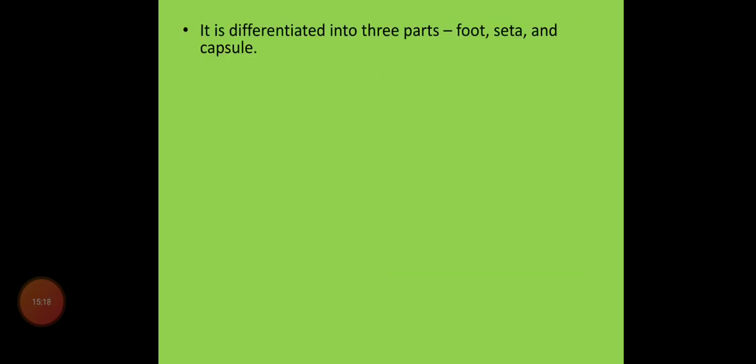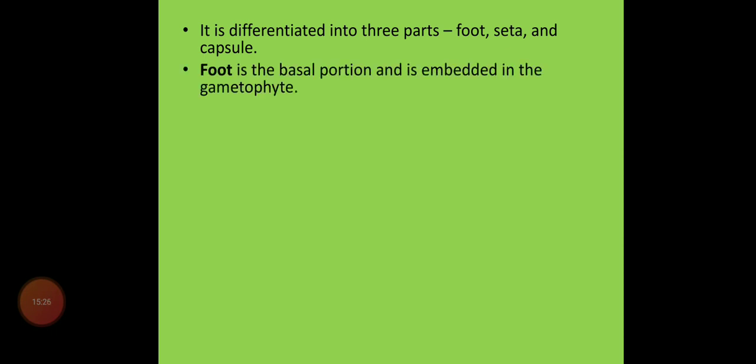The sporophyte of some advanced bryophytes shows three different parts: foot, seta and capsule. Foot is the basal portion, as I already told you, which fixes the plant into the soil, embedded in the gametophytic generation. From the zygote, the foot is developed. It is a basal portion of the plant body.